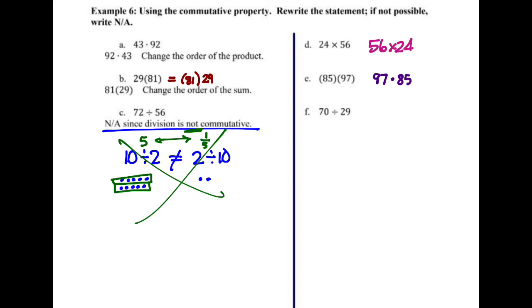Okay, now F, can we change the order and have it mean exactly what we started with? And no, you cannot, because division is not commutative. So this one is not applicable.